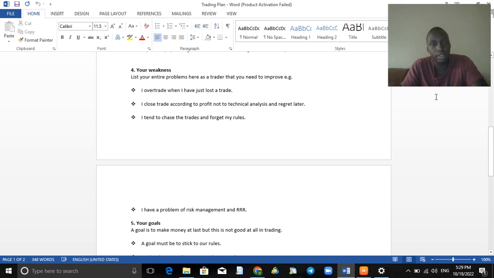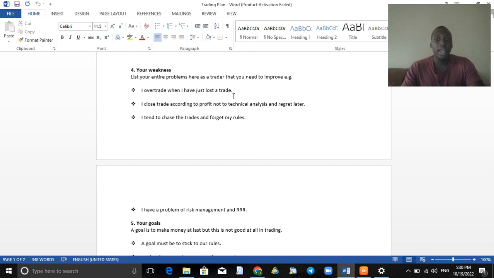Number four is your weakness. List all your problems as a trader that you need to improve. For example, I overtrade when I have just got a loss. If you know your weakness, that you overtrade after making a loss, please try your level best to overcome it. I myself have a problem: I only focus on four currency pairs, but after making a loss in these pairs you say, let me get another trade which you don't have on your list, and you add that currency pair and analyze it. After analyzing it and placing a trade, you also make another loss.